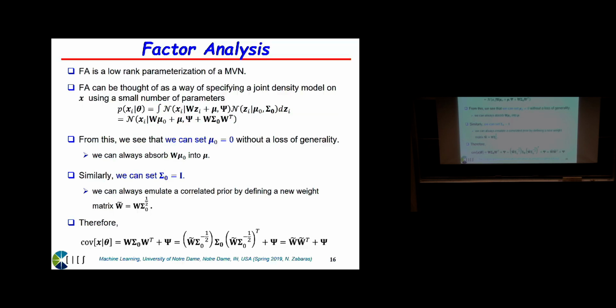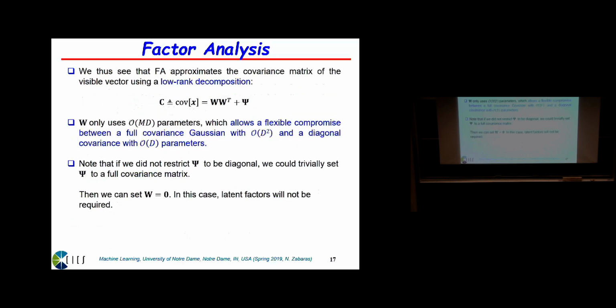And if M is significantly less than D, because we're talking about dimensionality reduction, that's less than D squared. And that's exactly what we're interested in doing in this problem. So we're basically going to an order of MD parameters versus D squared. And that's the objective.